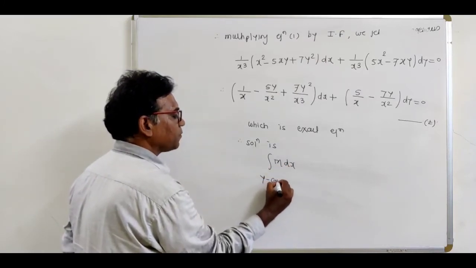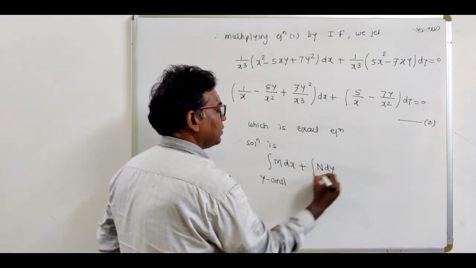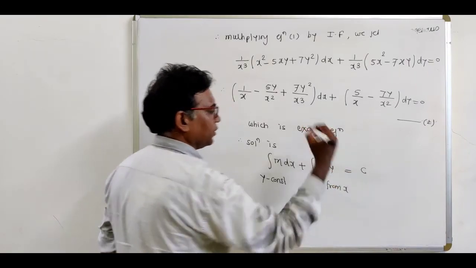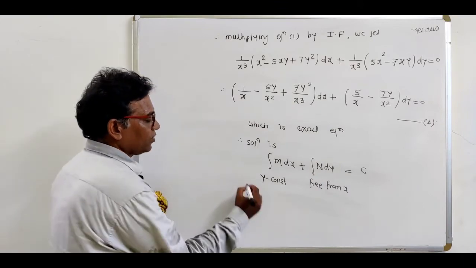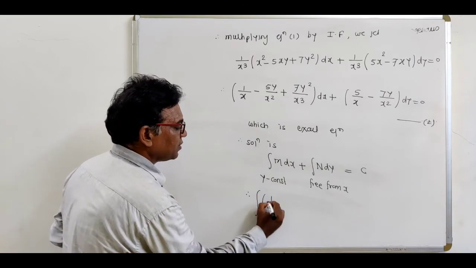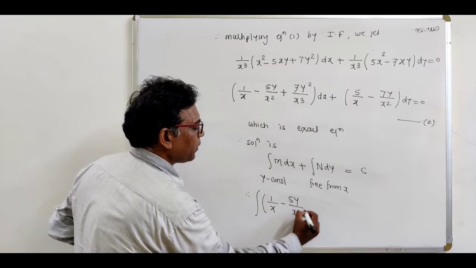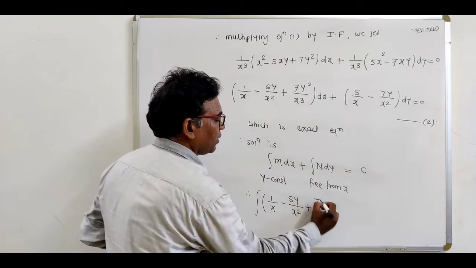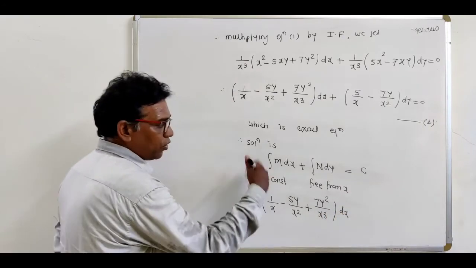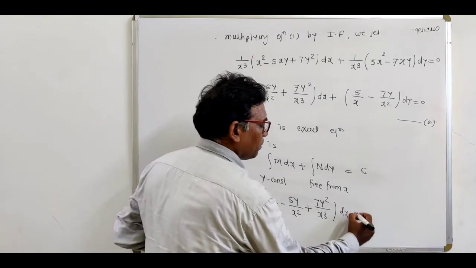Integral m dx, keeping y constant, plus integral n dy free from x equal to c. So just put the values. So this is integral, M means, this new m, it is 1 upon x minus 5y upon x square plus 7y square upon x cube dx. Now for first integral, this is the condition, y constant, plus integral.